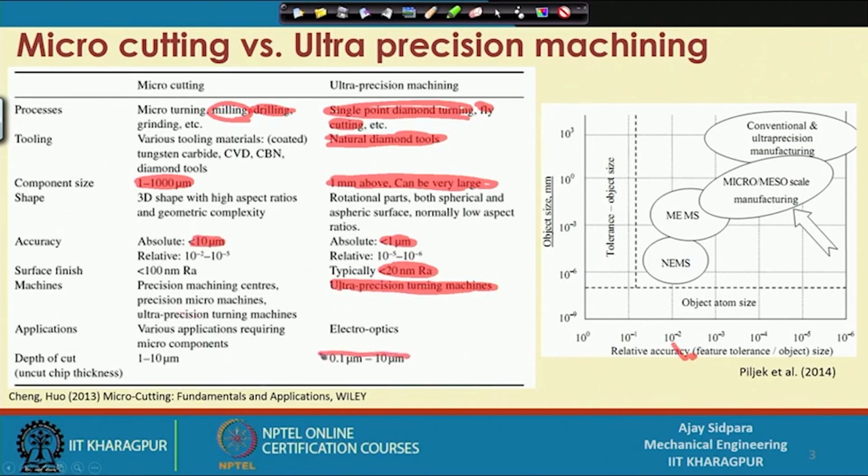Depth of cut, what we are doing, the depth of cut is very small here. You can see 0.1 micron depth of cut also you can give, depending on the precision and the resolution of your machine. And application is mostly the optical materials, because we will see many examples there that most of the components are optical in nature.